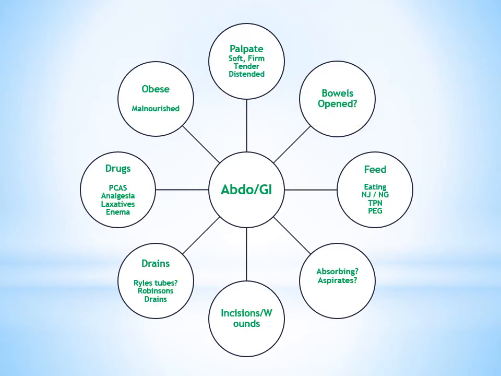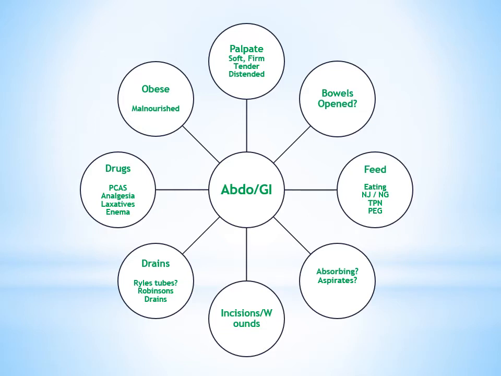So the third system we need to look at is the abdominal and gastrointestinal system. Firstly, you can palpate the abdomen and see if it's soft, whether it's firm, whether it's tender, or whether it's distended. And these can give you an indication of potential pathologies or other underlying causes. One of the most common causes for patients to have a firm or distended or tender abdomen is them not having their bowels open. So it's important to know whether the patient has had their bowels open recently, as if they haven't, then this can be a cause of discomfort and tenderness.